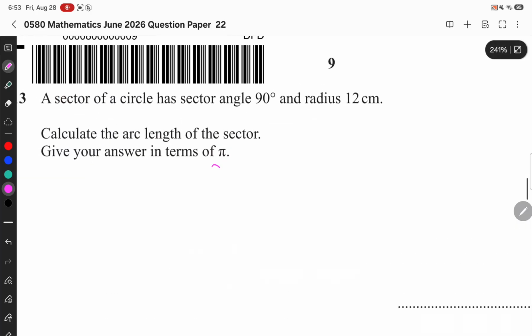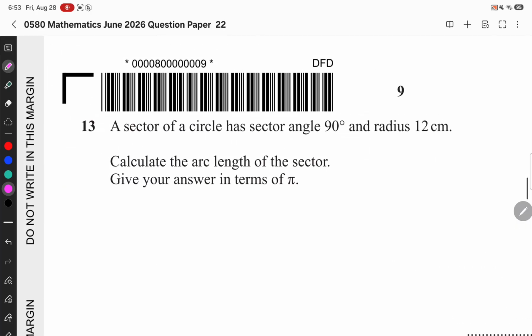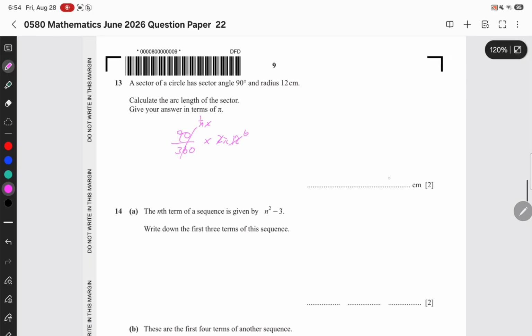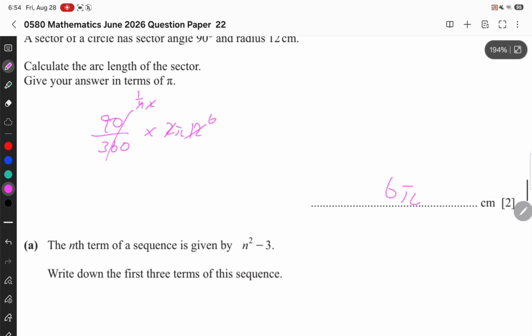Let's go. A sector of a circle has an angle of 90 and a radius of 6. We want the arc length. So this is 90 over 360 times the arc length of the circle, which is 2 times pi times r. This simplifies to a quarter, and we can cancel this out to 2, and cancel this out to be 6. So this is 6 pi. Not much work going on.